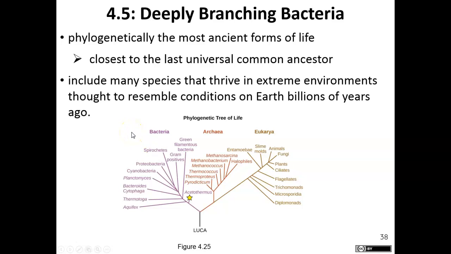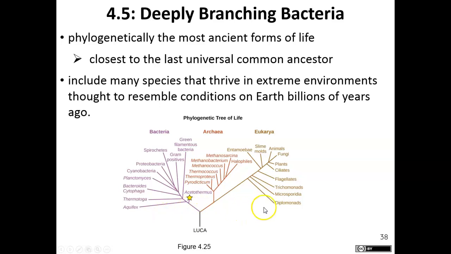The next group is the deeply branching bacteria. I only have a few more slides, so I'm going to finish this up in this lecture, which will only take about 15 minutes. So deeply branching bacteria are named because of their location on the phylogenetic tree. So here is the last universal common ancestor. And if we look, deeply branching bacteria are one of the most ancient bacteria around, okay?